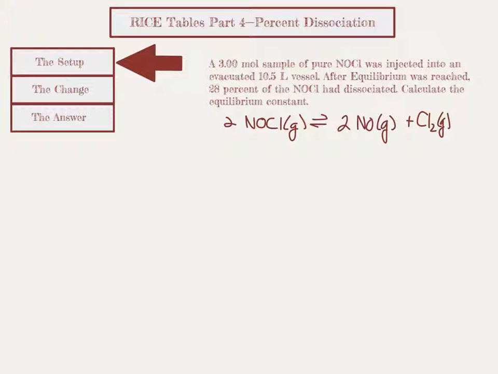In this video, we're going to go over another equilibrium problem where using a rice table can help you calculate your answer. A 3 mole sample of pure NaCl was injected into an evacuated 10.5 liter vessel. After equilibrium was reached, 28% of the NaCl had dissociated. Calculate the equilibrium constant. Okay, like every other question so far, let's start by constructing a rice table.